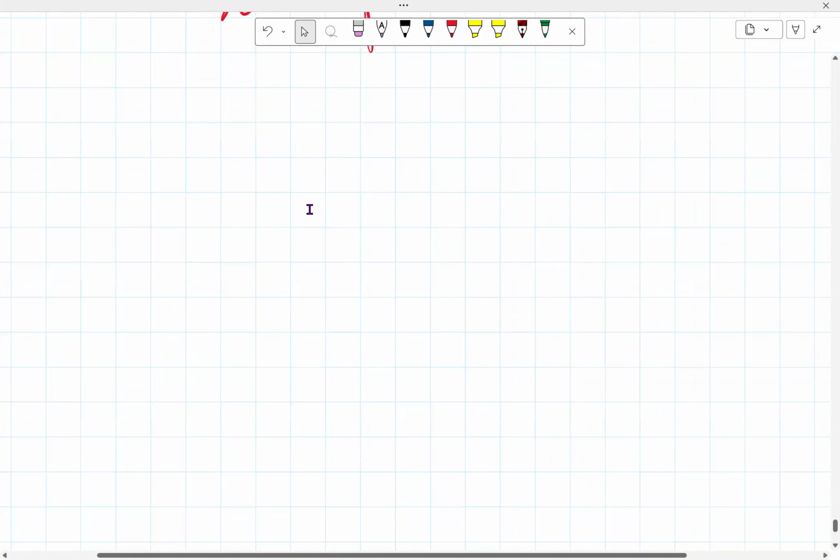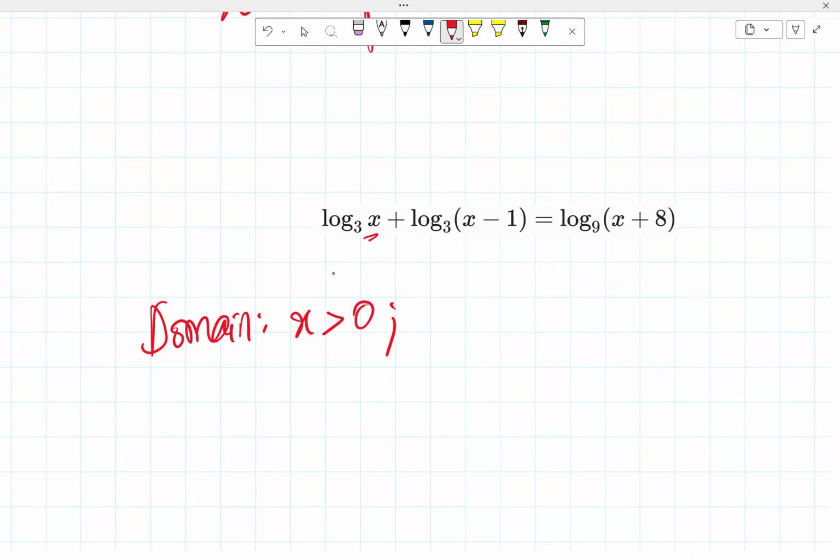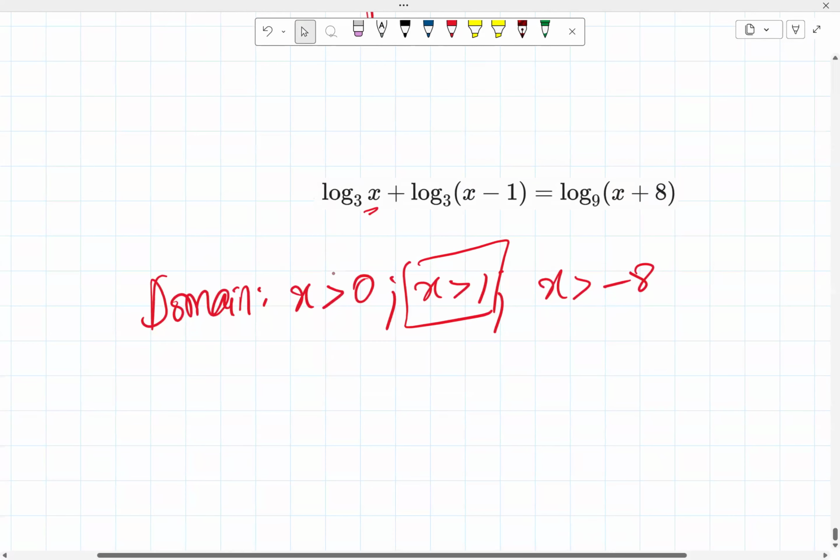So straight off, let's talk about the domain. I think the domain should come first. x greater than 0, yes, that's from here. Then x minus 1 should be greater than 0. That means x is greater than 1, all right? Then here, x should be greater than minus 8. So the strongest is x is greater than 1, because if x is greater than 1, it is automatically greater than 0 and automatically greater than minus 8. So let's go and solve the problem.